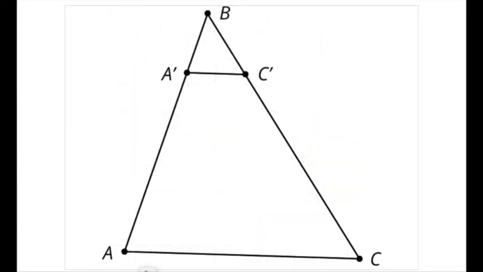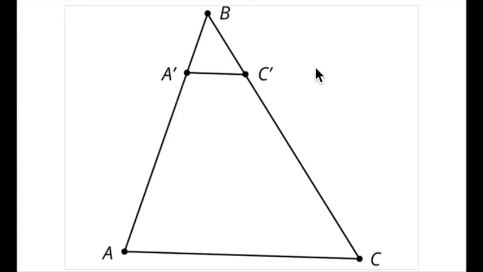This is the last problem, problem number 3. What you're supposed to do in this case is show that the smaller triangle, A prime, B, C prime, and the larger triangle, A, B, C, are similar figures by taking the larger triangle, A, B, C, and scaling it down so that it exactly maps to A prime, B, C prime. And you're supposed to identify the center of dilation and the scale factor.